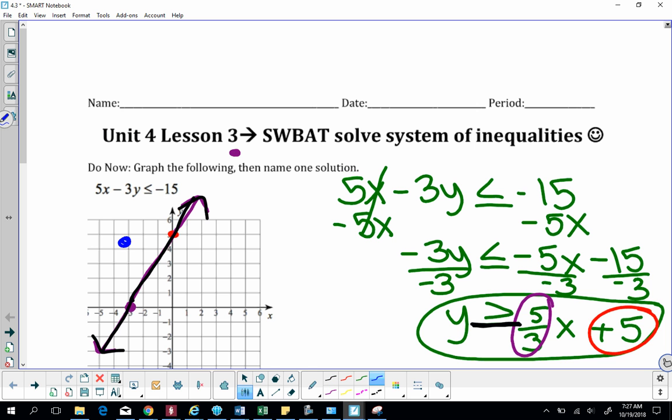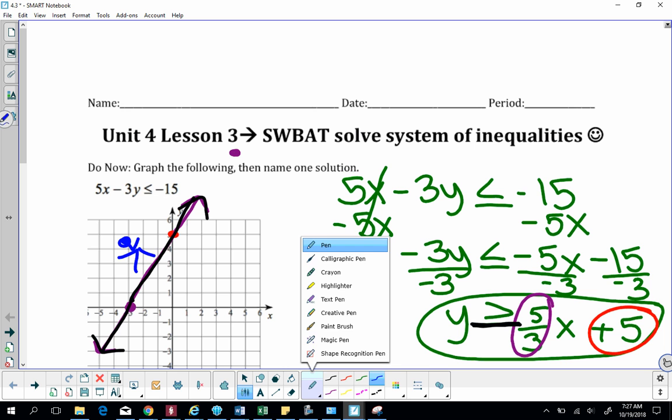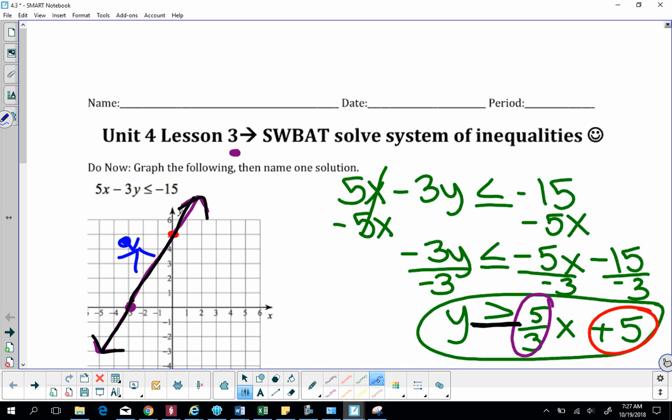Here's my little man. And since y is being eaten, would I shade above or below? Above, right? So I'm going to take whatever highlighter, color, pencil, whatever you want to do, and I'm going to shade all this above. And so y is being eaten, I shade above. And a lot of people are like, Miss K, why are you being so extra with the shading? That's because all those shaded regions are your solutions.